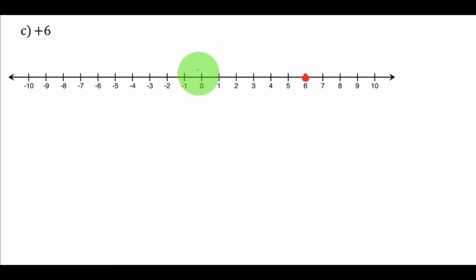And then I'm going to go back to 0 to graph the opposite. -1, -2, -3, -4, -5, and -6. So here's my opposite value. It's that simple.